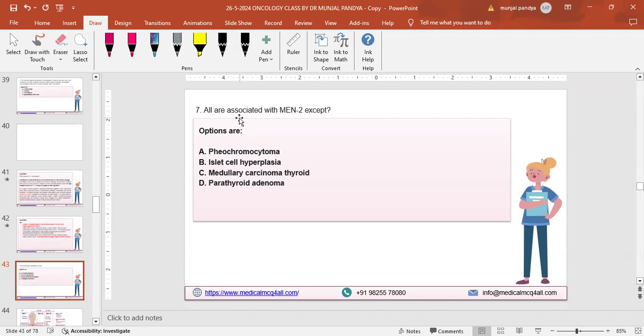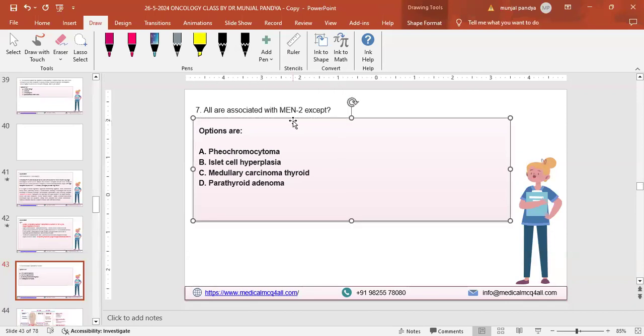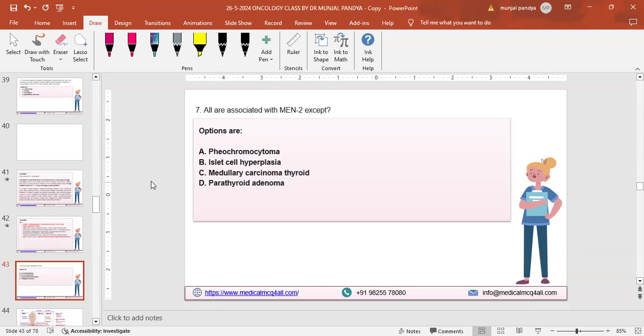You must know. Now, all are associated with MEN. What do I mean by MEN? Not male, female. MEN is multiple endocrine neoplasia type 2, right? So all are associated with MEN 2. Only one is not associated. Which is that? Pheochromocytoma, islet cell hyperplasia, medullary carcinoma of thyroid, parathyroid adenoma.